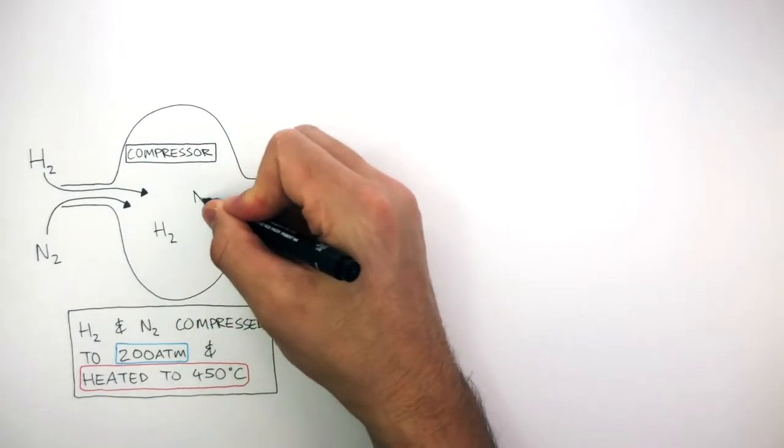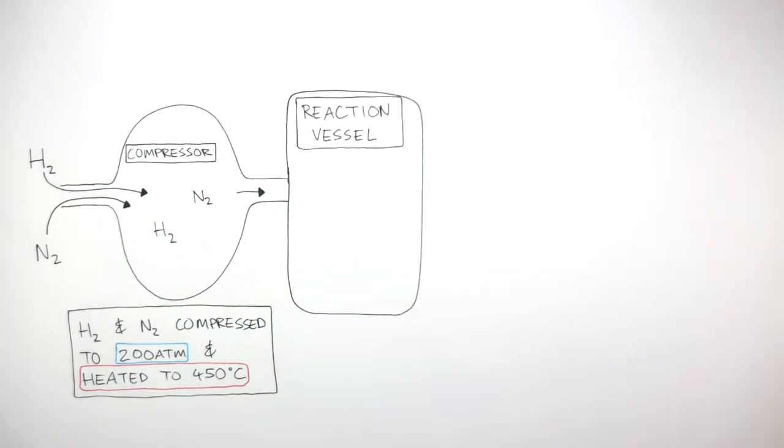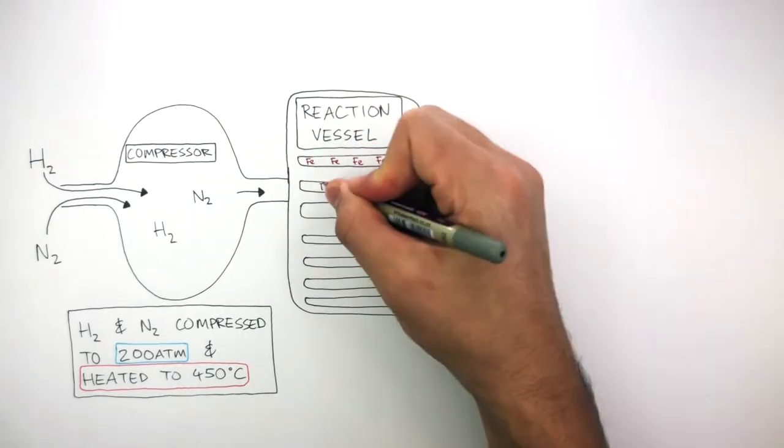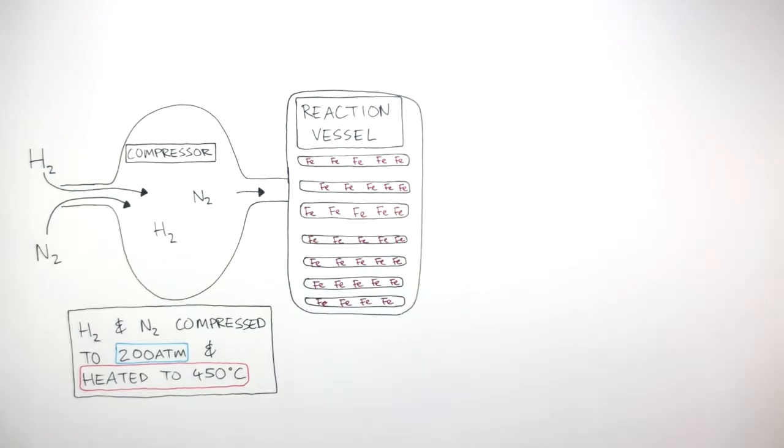The hydrogen and nitrogen gases then flow into the reaction vessel. The reaction vessel contains beds of an iron catalyst, represented by the chemical symbol Fe. The iron catalyst lowers the activation energy, speeding up the rate of reaction by providing an alternative reaction pathway. It's in the reaction vessel where the nitrogen and hydrogen react to form ammonia in a reversible reaction.